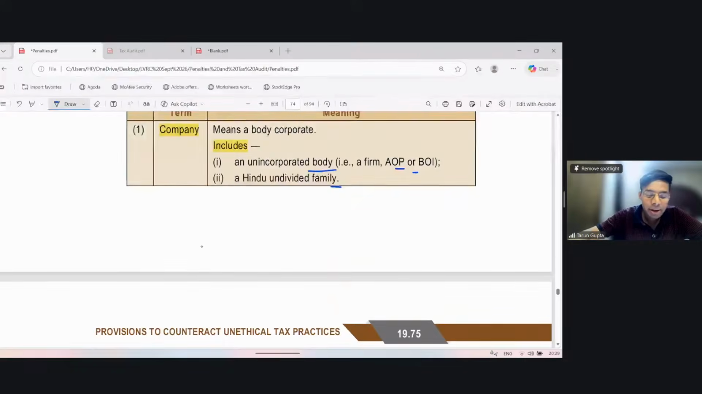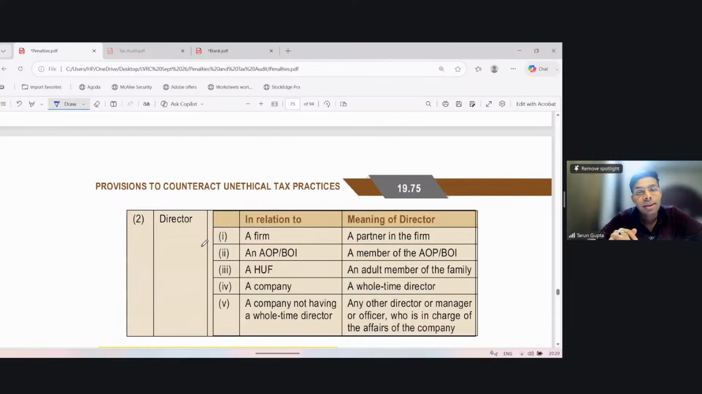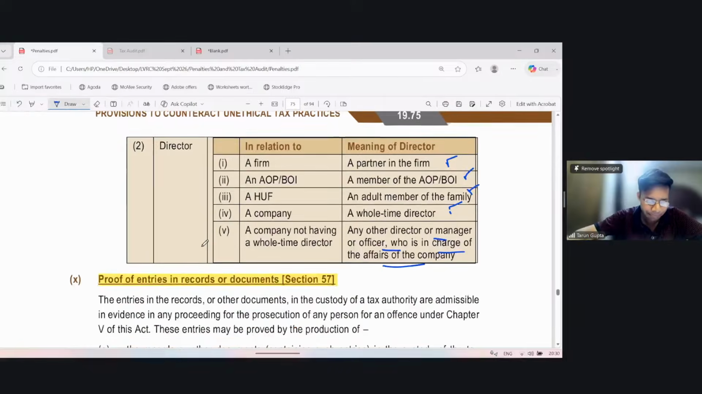And when the company means a firm, AOP, BOI, then the reference to director means, in case of a firm, a partner of the firm. In case of AOP, it's a member of the AOP. In case of HUF, it's the Karta and a member of the HUF. In case of a company, a whole-time director. And if a company does not have a whole-time director, then any other director, manager, or officer who is in charge of the affairs of the company.